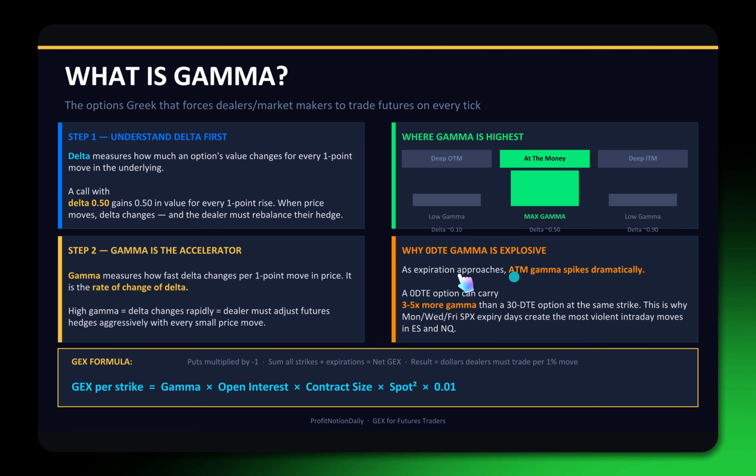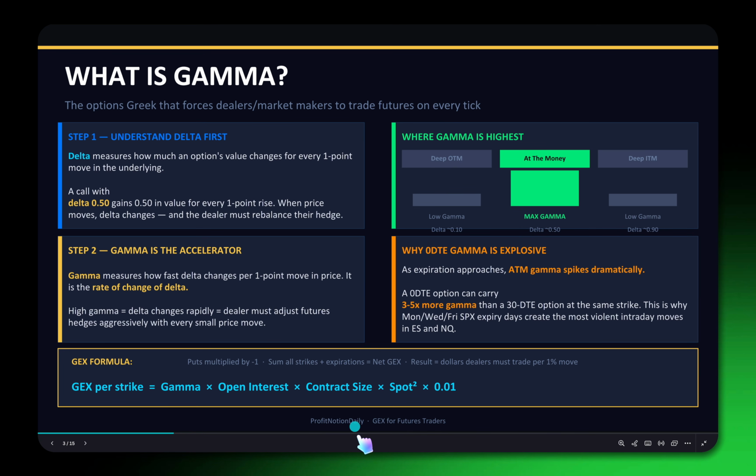There's a note on 0 DTE gamma exposure. The gamma exposure on 0 DTE options is obviously much higher because it's 0 days to expire, meaning that the options will expire today, right? And so those levels are very significant on a daily basis. From a gamma exposure level, 0 DTE can be like 5x more gamma than a 30 DTE option at the same level. It's just one thing to keep in mind.